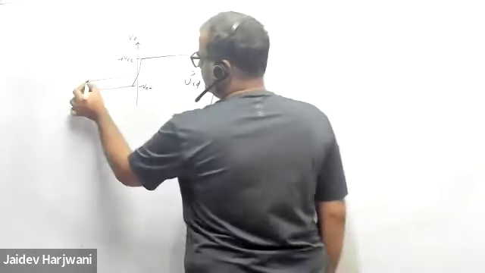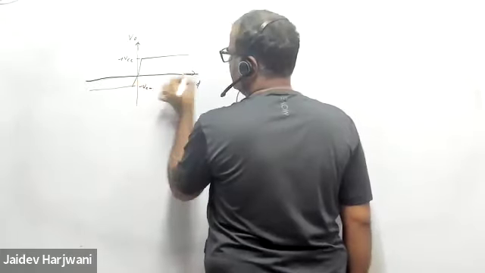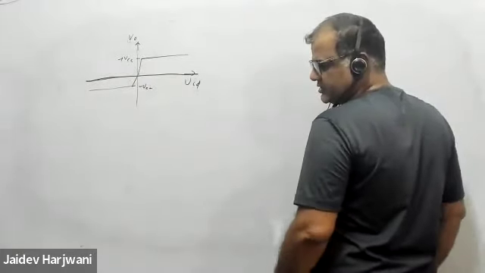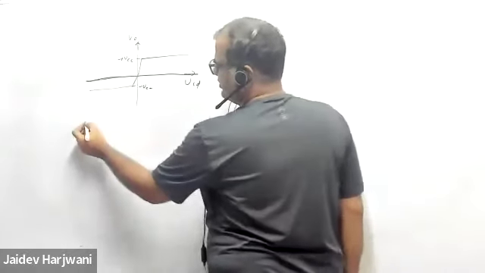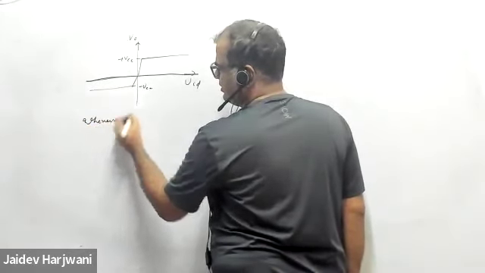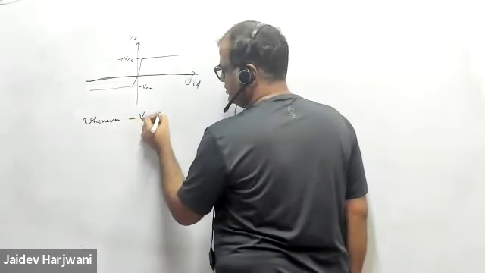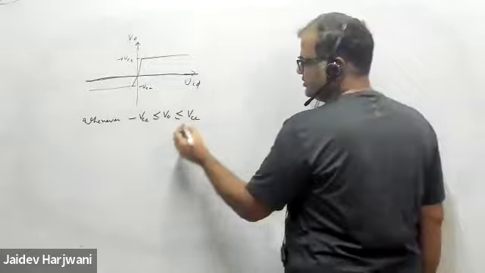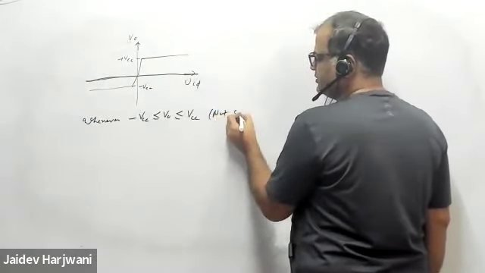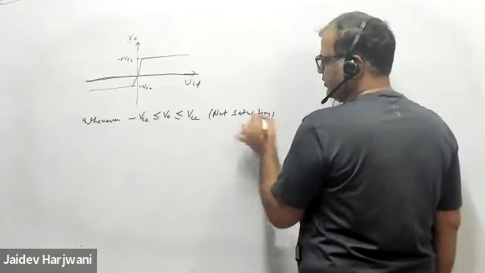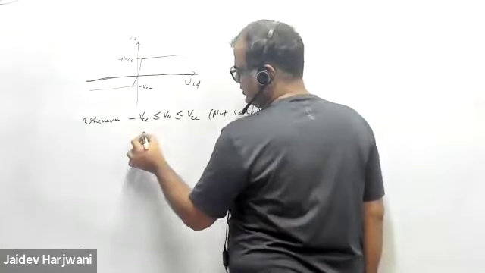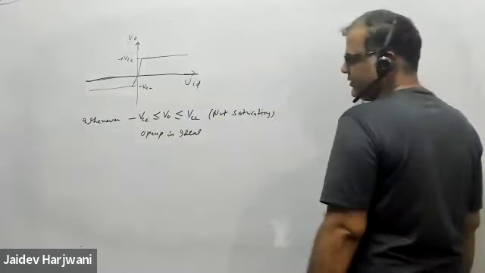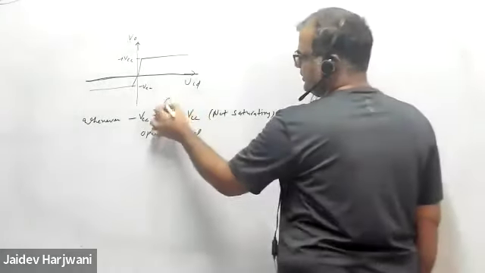Now what happens is the output saturates. There are two cases. In one, the output is not saturating, that is, the output is between minus VCC and plus VCC, and my op-amp is ideal. I'm talking about a closed loop.